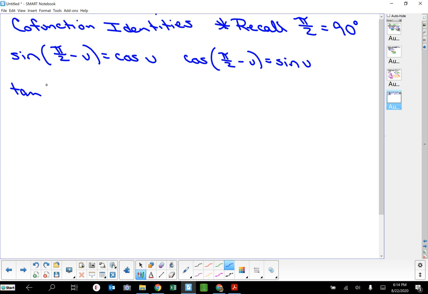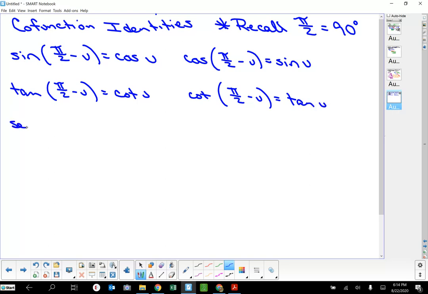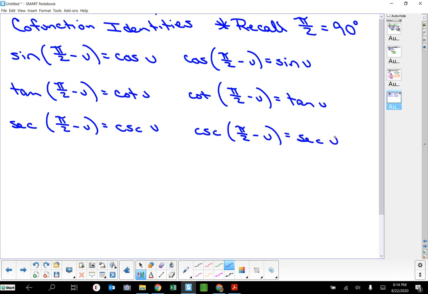The tangent of pi over 2 minus u equals the cotangent of u. And the cotangent of pi over 2 minus u is equal to the tangent of u. And lastly, the secant of pi over 2 minus u is equal to the cosecant of u. And the cosecant of pi over 2 minus u is equal to the secant of u.